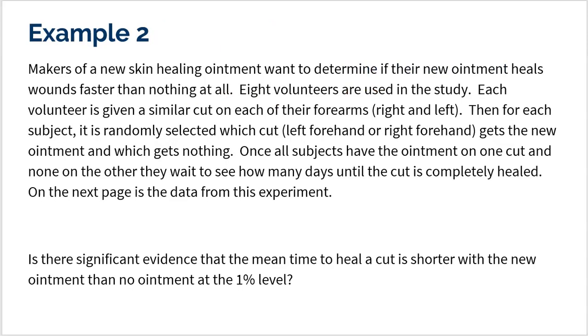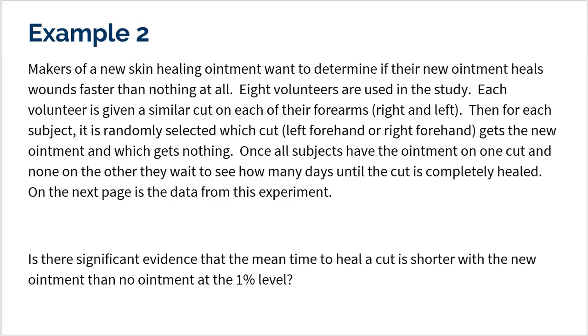All right, example 2. Makers of a new skin healing ointment want to determine if their new ointment heals wounds faster than nothing at all. So 8 volunteers are used in the study. Each volunteer is given a similar cut on each of their forearms, right and left. Then for each subject, it is randomly selected which cut, left forearm or right forearm, gets the new ointment and which gets nothing. Once all subjects have the ointment on one cut and none on the other, they will wait and see how many days until the cut is completely healed. On the next page is the data from this experiment.